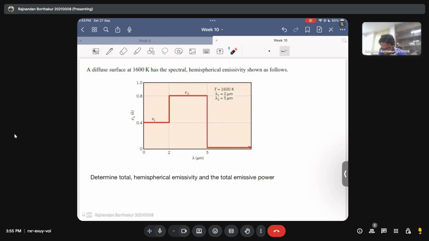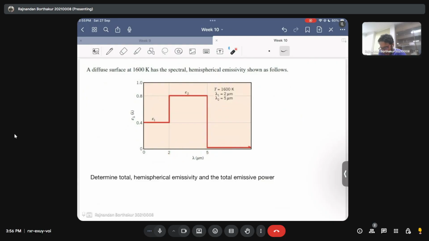Now, first of all, you need to understand that although your surface is diffuse, the emission is a function of wavelength. Okay, that's the first thing, because of course the emissivity you can see is not constant at all wavelengths. For instance, in the wavelength band from 0 to 2, your emissivity is 0.4, and between the wavelength 2 to 5, your emissivity is equal to 0.8.